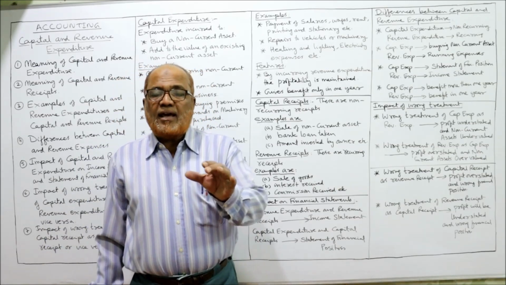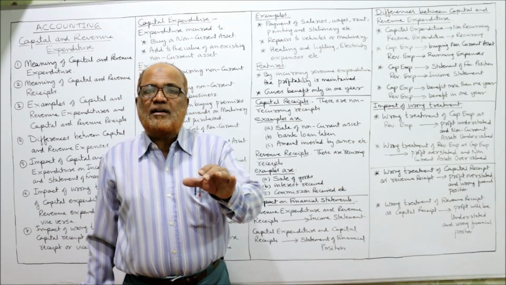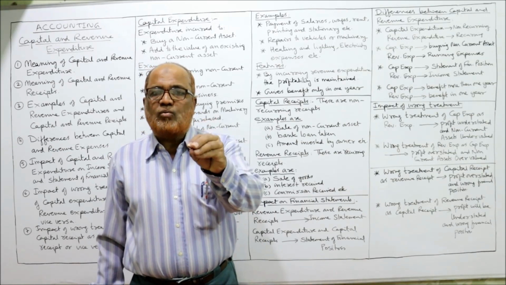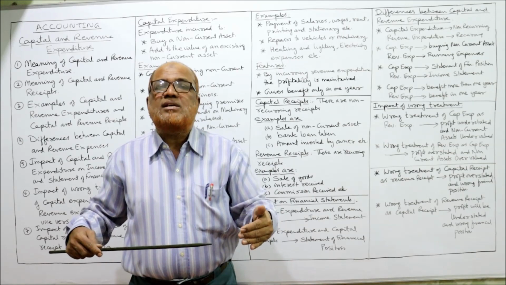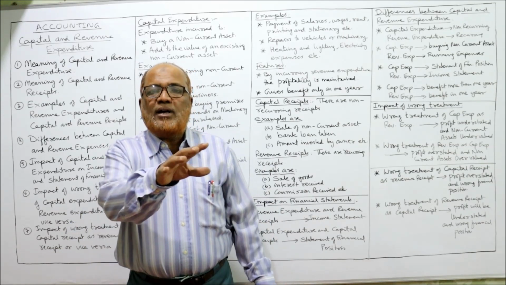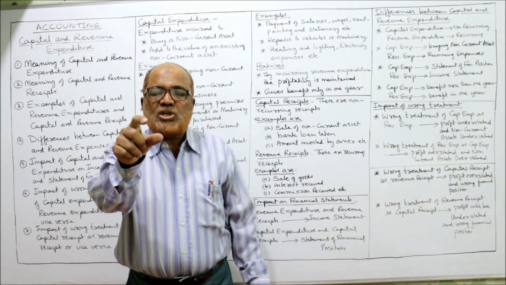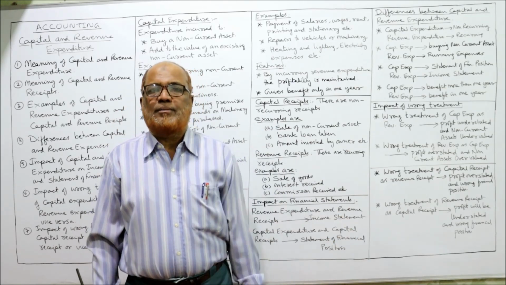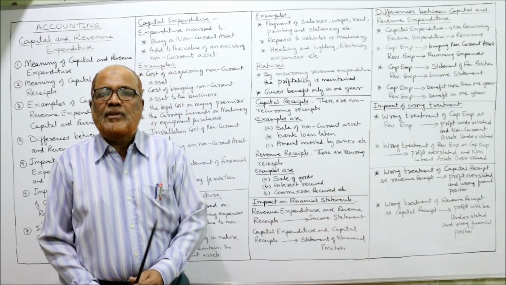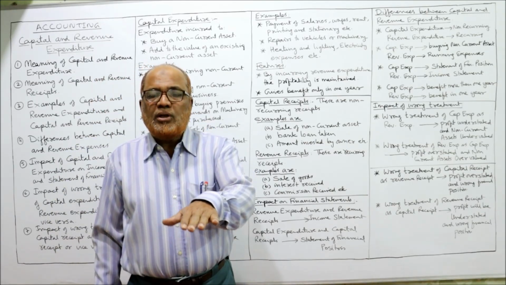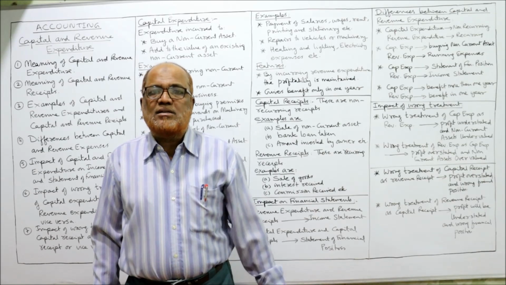Suppose a business has incurred expenditure on purchasing furniture. $50,000 worth of furniture purchased. It's a capital expenditure. But the accountant has committed a mistake. He has taken that $50,000 purchase of furniture in income statement, in revenue account. Then what will happen? The profit will come down. The profit will be understated.